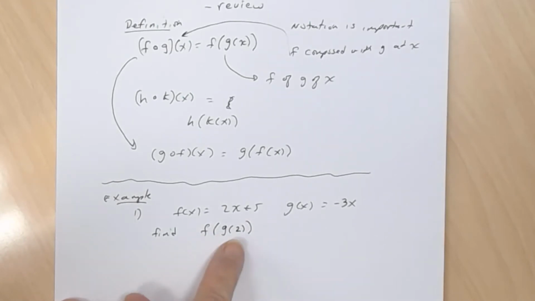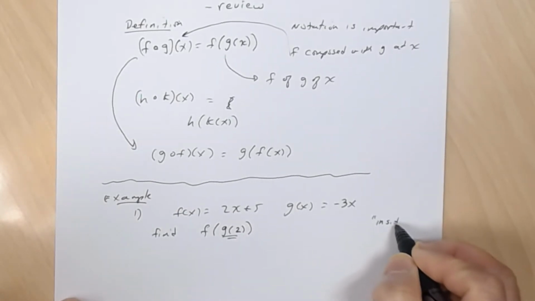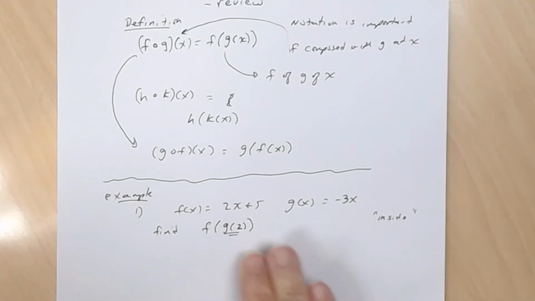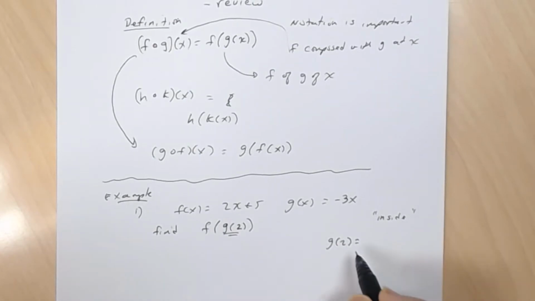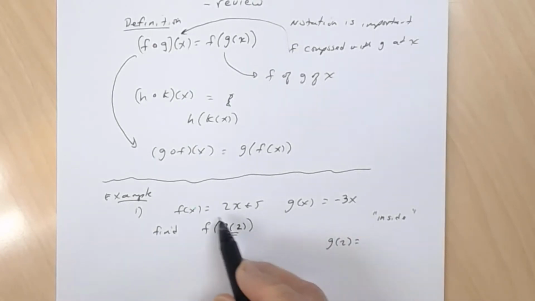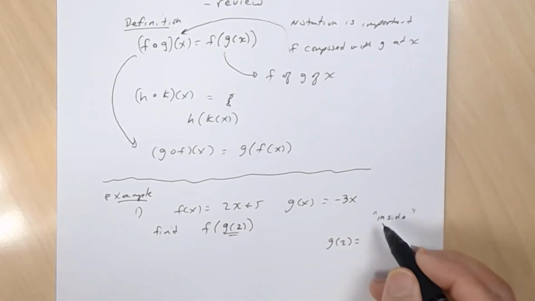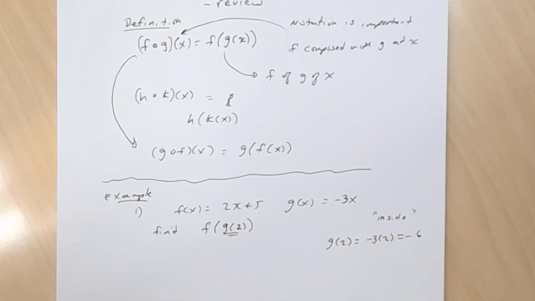Now, to do that, you have to find the inside first. So we have to do the inside first. I have to find g of 2. So let's go off to the side and find out what g of 2 is. You've done that before: you go to the function g, where we see the variable x, you're going to substitute 2. That becomes negative 3 times 2, which is negative 6. So I found g of 2.